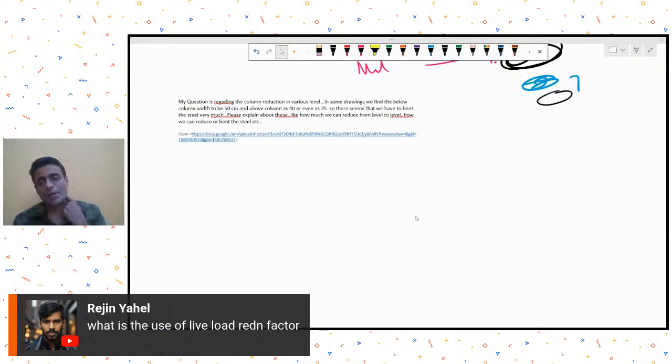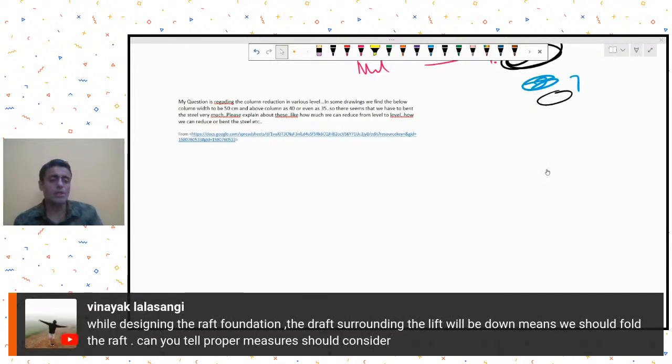You can refer to IS 875 part 2 for the live load reduction factor calculations. So basically for each floor, you multiply it by some factor and then you sum all of them up at every floor to get the final live load for your footing design or column design. Okay.